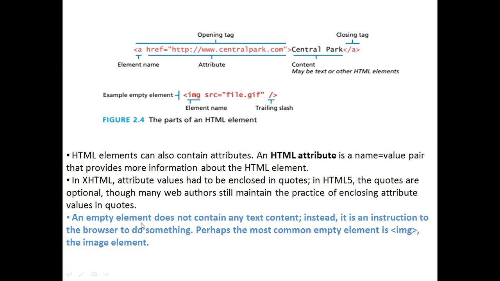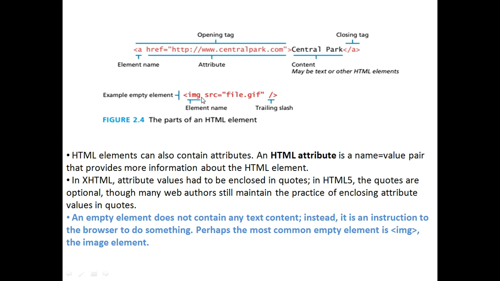An empty element does not contain any text content. Instead, it is an instruction to the browser to do something. Perhaps the most common one is the image element. Here it starts and closes in one tag. There is no closing tag for the image, like a forward slash img.